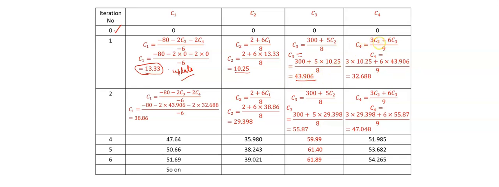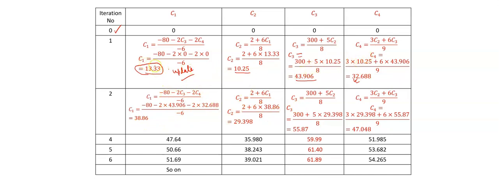Now C4 is again 3C2 plus 6C3, so again C2 and C3 have updated values. So 3 into 10.25 plus 6 into 43.906 gives 32.688. In a similar way we can calculate. So we got C1, C2, C3 and C4.